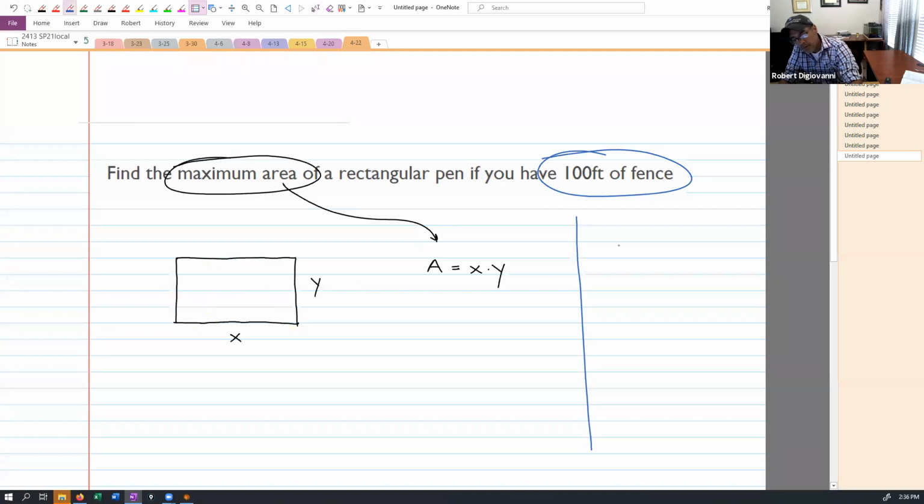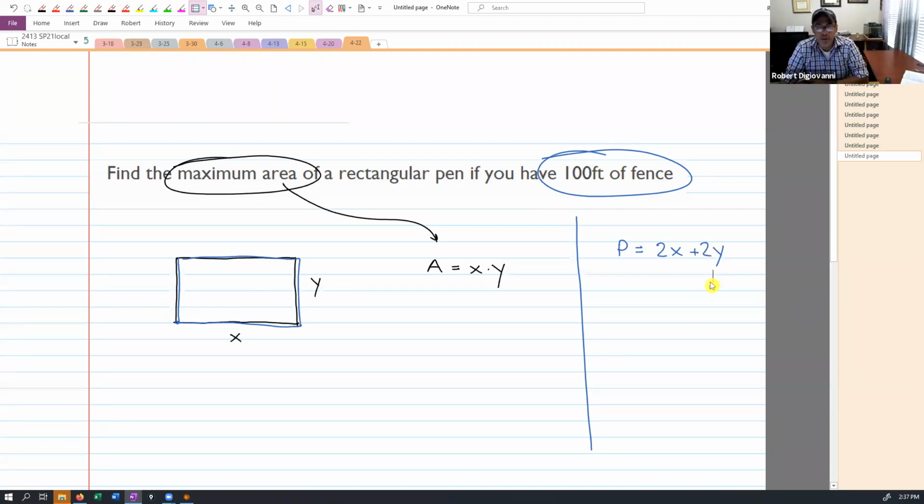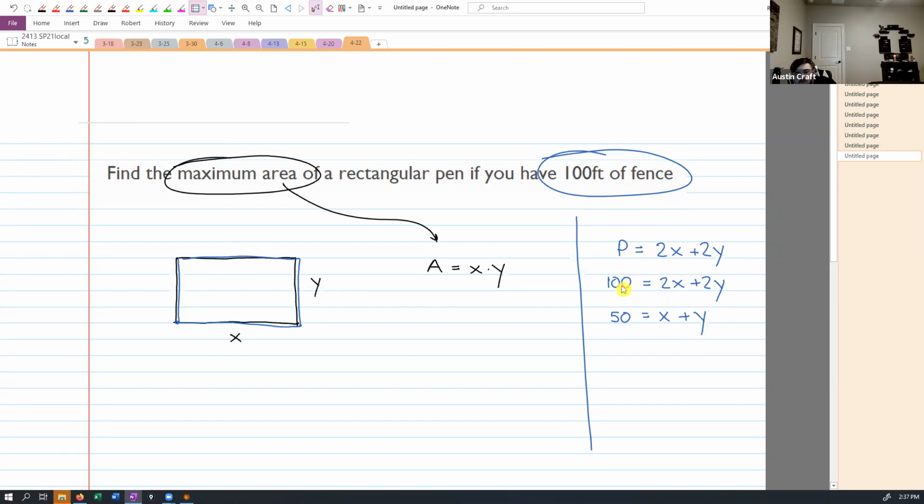So what is the perimeter of this rectangle in terms of X and Y? What's the perimeter around it? It'd be 2x plus 2y. Sure, yeah, it'd be 2 X's plus 2 Y's, wouldn't it? But that has to be 100. Why is it 100? Because it says we have to use 100 feet of fence. Now I can divide everything by 2. To say that the perimeter has to be 100 means that 2x plus 2y has to be 100, which means that x plus y has to be 50.